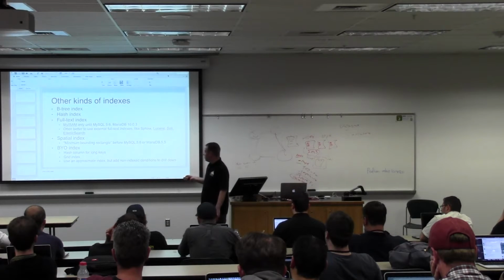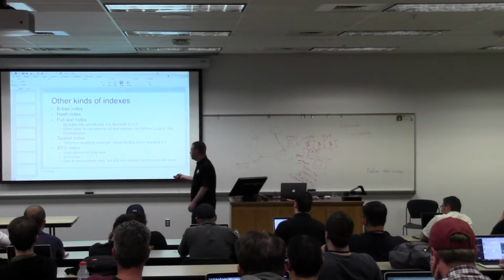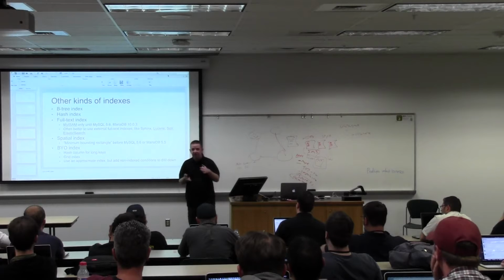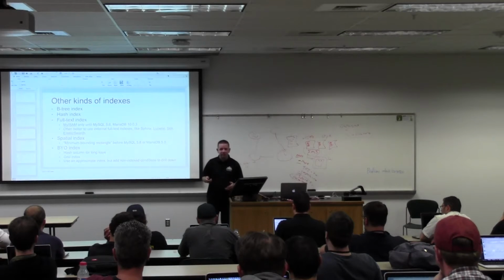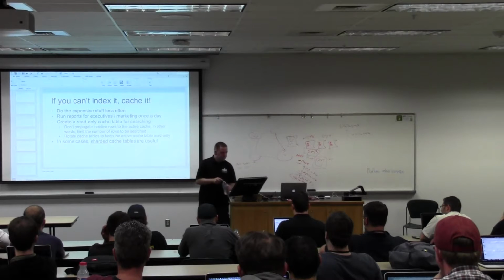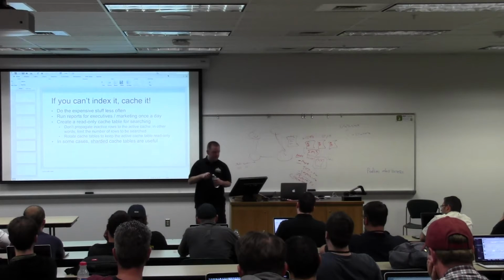So we talked about hash indexes, hash columns. I talked about grid index. Sometimes using an approximate index, just being able to narrow it down so that at least you're not looking at as many rows, is the best you can do. Sometimes there's just no way to index it.